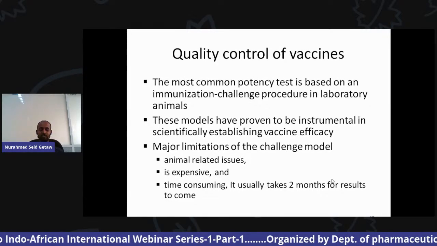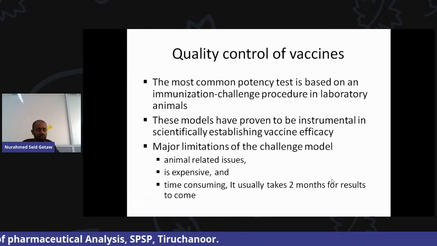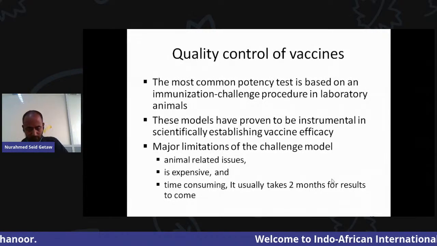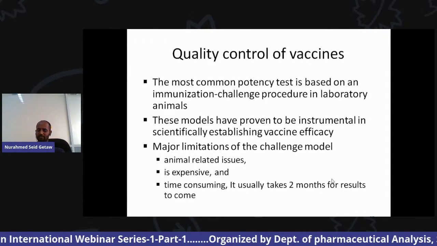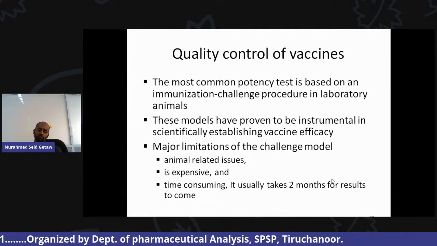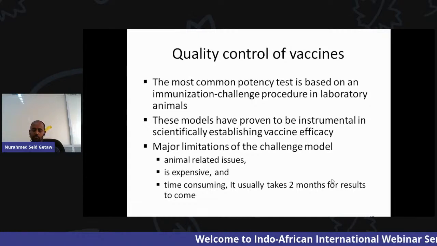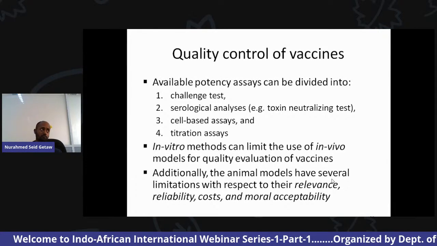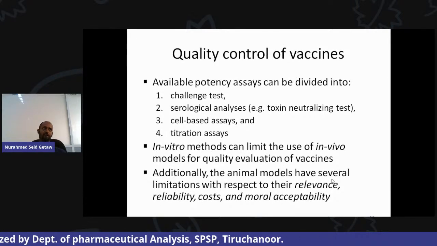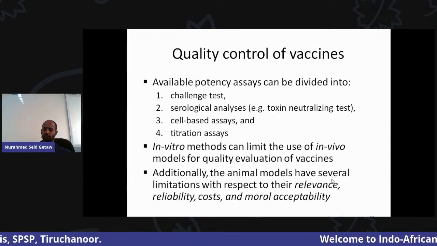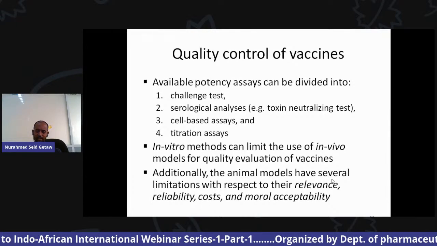And there are certain limitations to this challenge model, and these limitations are related to the animals used. When we choose to use animals, it has its own complications owing to different reasons. And the method is by itself expensive and time consuming. The expensiveness is also related to the animals, animal handling and everything related to it. And it's also time consuming. It may take months, like 2 months, to get the results back of a vaccine evaluation, which is very difficult, especially considering the short life of these vaccines. Vaccines, most of the time, are going to be useful for 2 years or something like that. That 2-year length is going to be compromised due to these animal-based challenge tests.